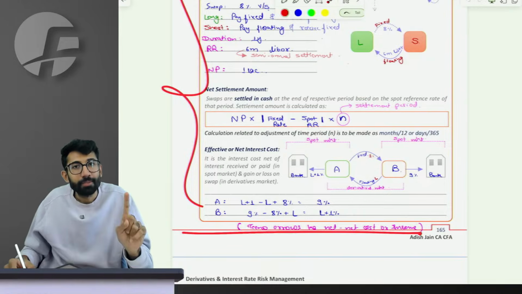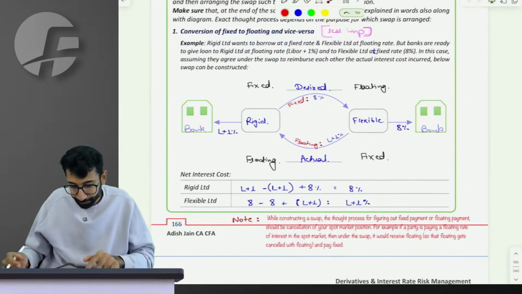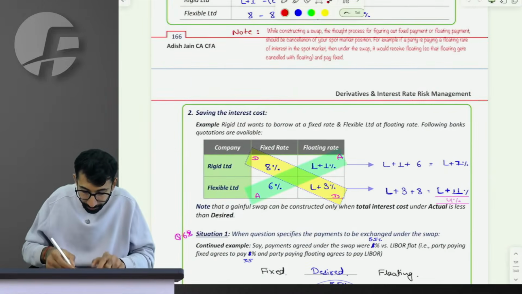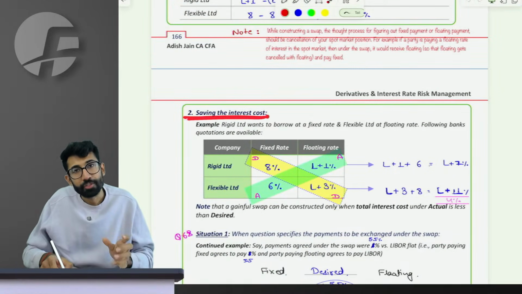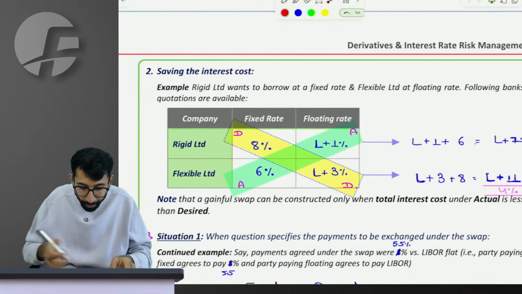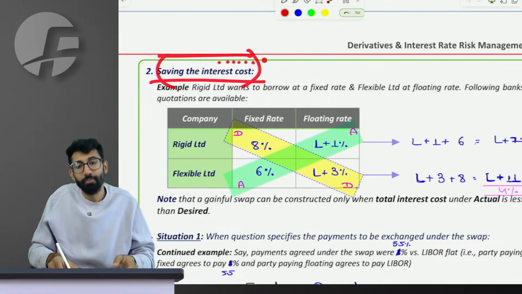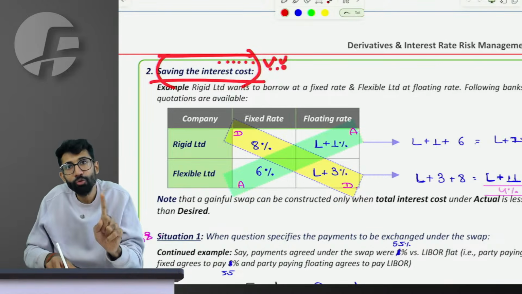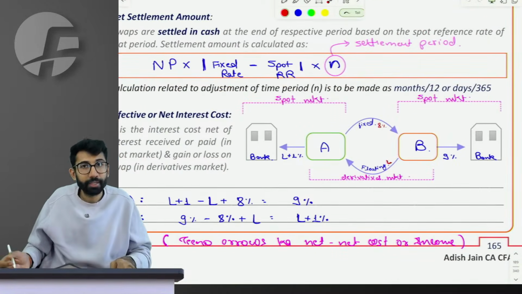The next concept I am going to teach you is regarding the construction of swap. Construction of swap. If someone asks you to construct the swap, can you construct it? Sir, why would the two parties enter into a swap? To save the interest cost. But before I teach you that, I want to make you people observe one particular thing. What is that observation? Look at it.